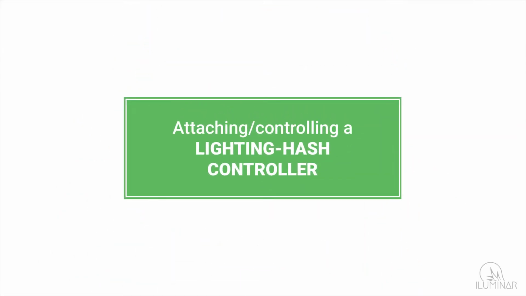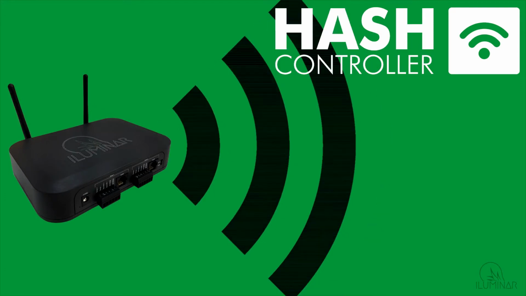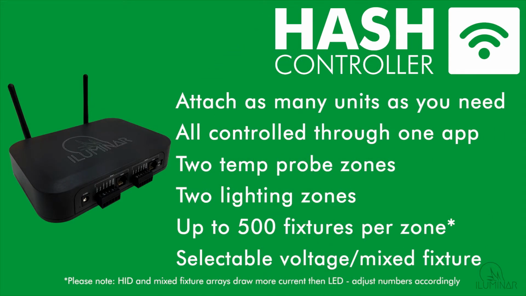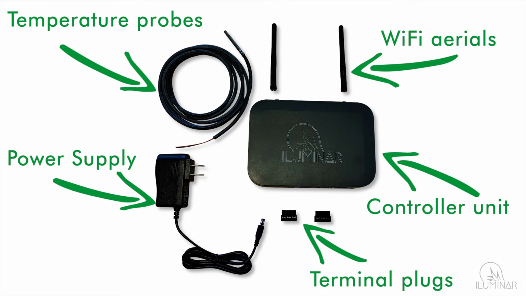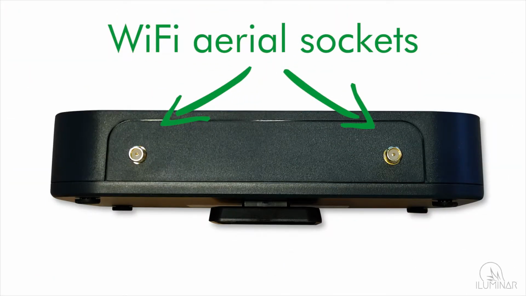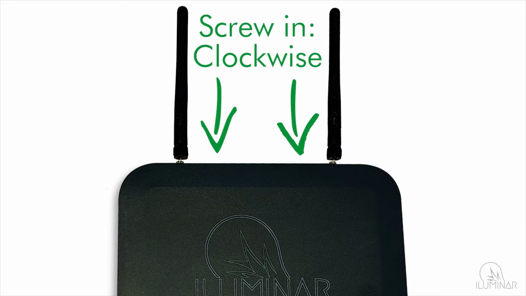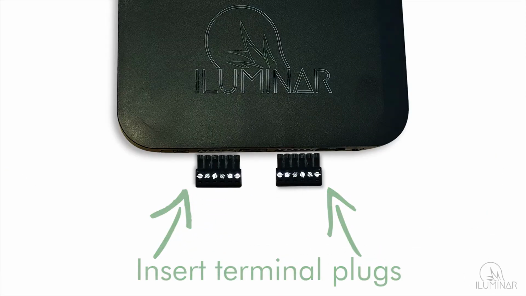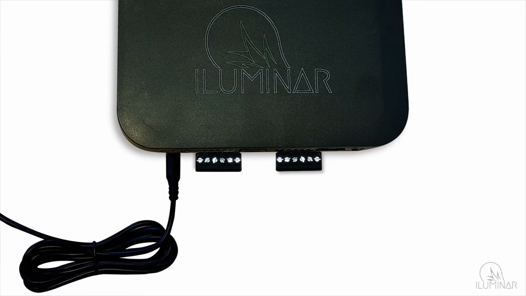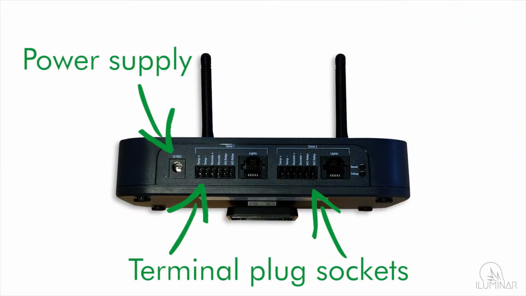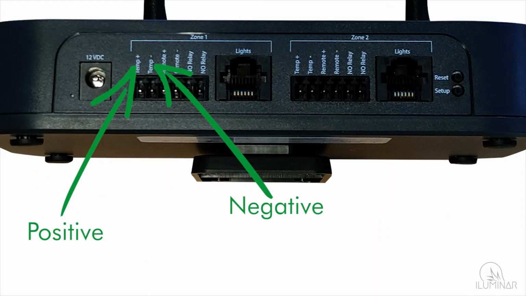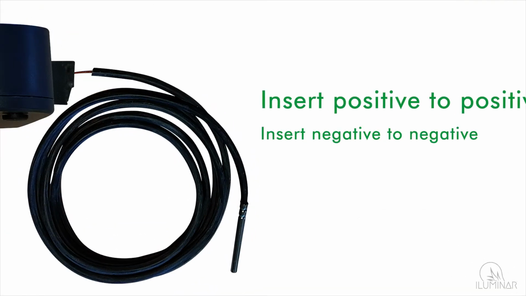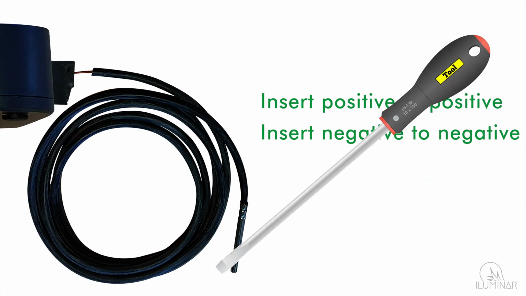The first step to automating your garden is to connect one or more lighting HASH controllers, which act as wireless base stations for all the sensors and relays you are going to be installing. Unpack the lighting HASH controller from its box. Screw in the wireless antenna to the back side. Insert the terminal plugs into the front and plug in the mains adapter just next to them. To attach the temperature probes, simply insert positive and negative connections into the temp terminals in the zone you're looking to monitor, and screw down the wire clamps.